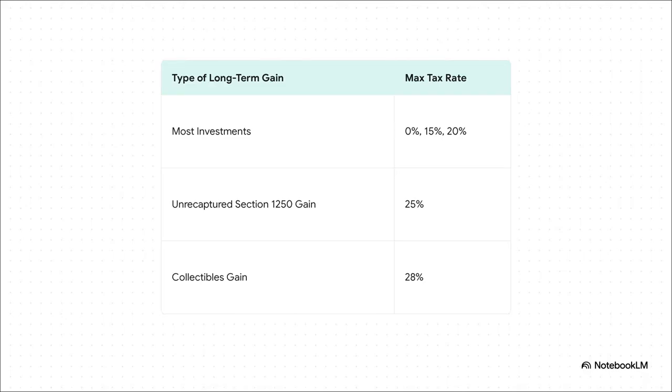Now, it's not quite that simple, of course. Not all long-term gains get the same treatment. For most of your investments, stocks, mutual funds, that kind of thing, the tax rates are either 0, 15, or 20%, which is great. But look here. Gains from selling collectibles or certain types of real estate, they get hit with higher rates. So what you're selling really does matter.